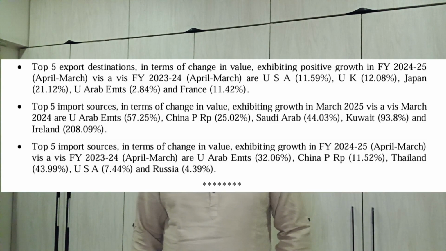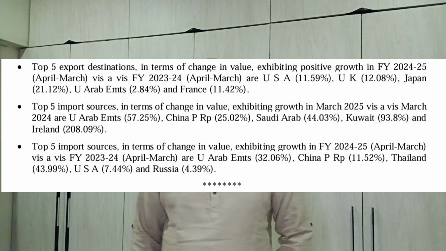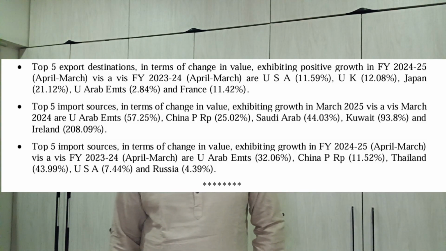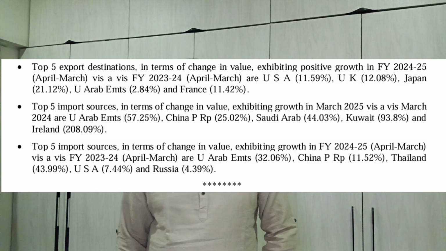The top 5 export destinations in terms of positive growth were USA, UK, Japan, UAE and France. At the same time, top 5 sources of imports in terms of growth were UAE, China, Thailand, USA and Russia.